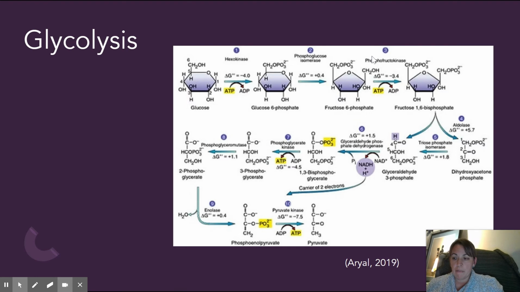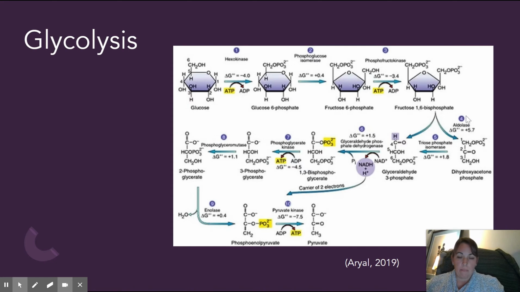Step 3, phosphofructokinase, which uses magnesium as a cofactor and also consumes another ATP, adds another phosphate, which is why we become a bisphosphate, to the fructose molecule. So now we have fructose 1,6-bisphosphate. Okay, here's the step that we're concerned with.